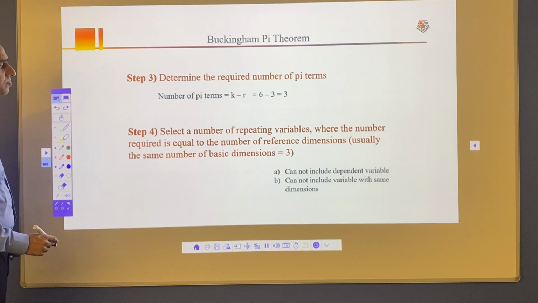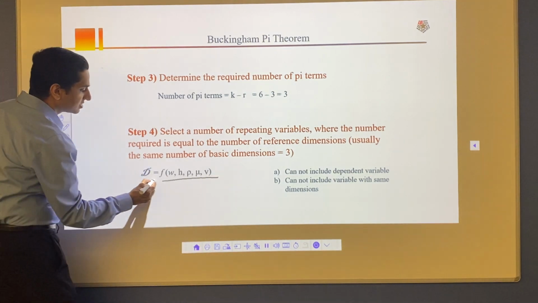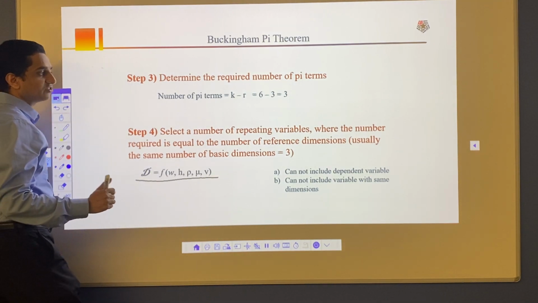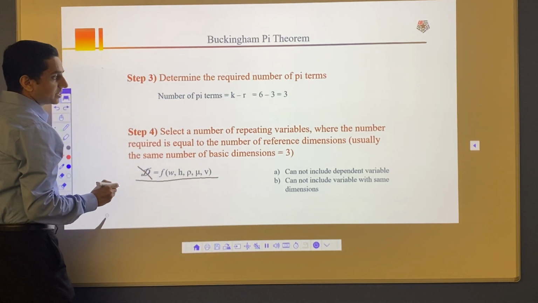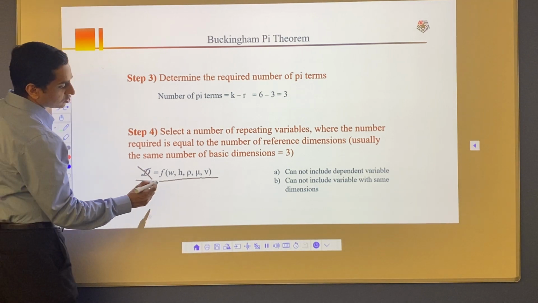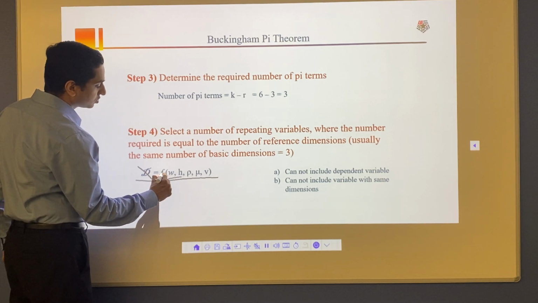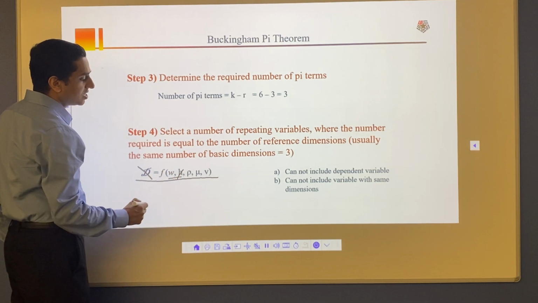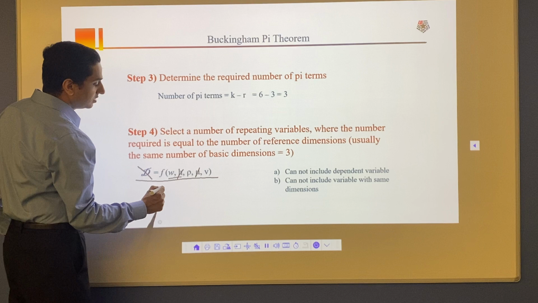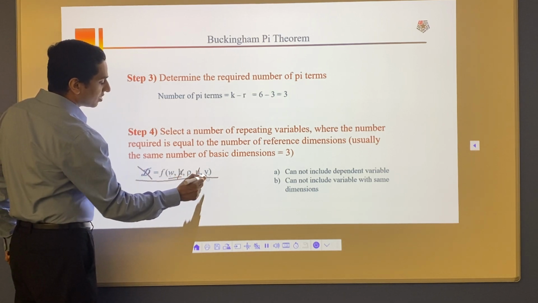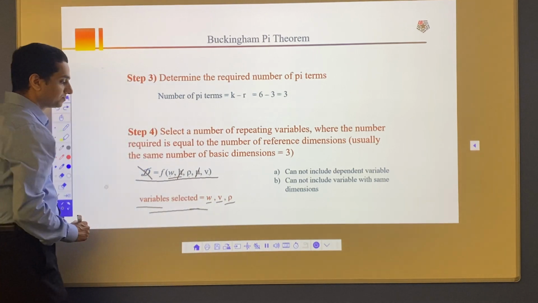Now step 4 says select the repeating variables. Out of these 6 variables, I have to choose 3 in such a way that I cannot include the dependent variable, and I cannot include variables with the same dimensions. Width and height have the same dimensions, so I'm allowed to choose only one. Viscosity has complex dimensions, so I'm going to avoid that. So I'm going to choose width, density and velocity. Width, velocity, density, and those are my selected variables.